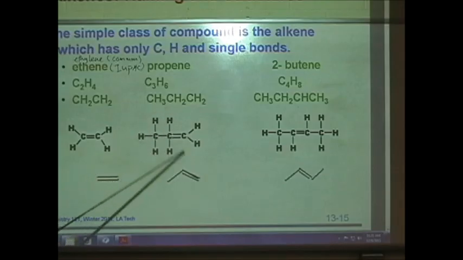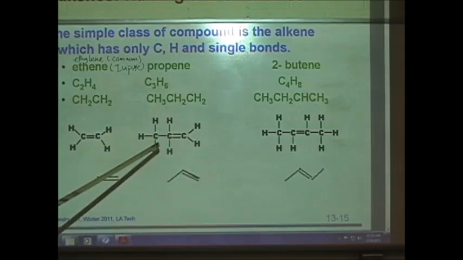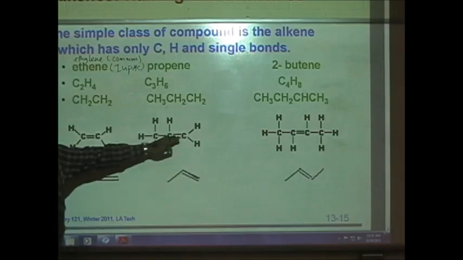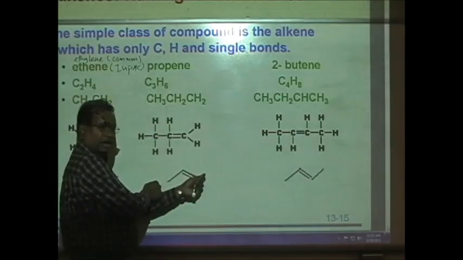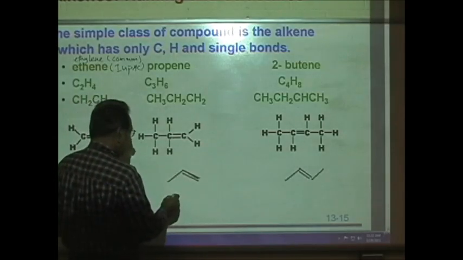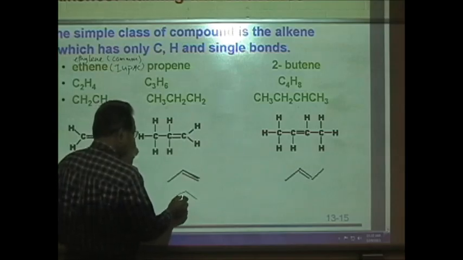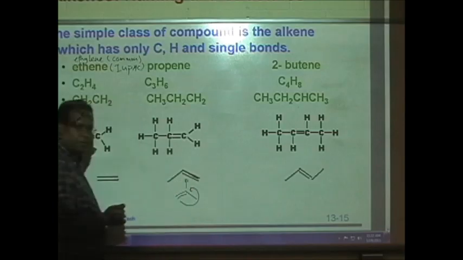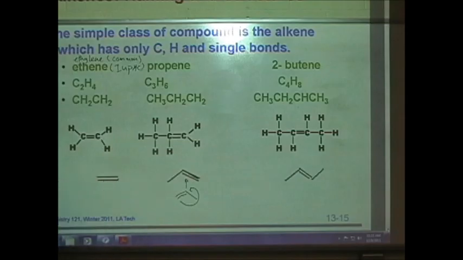Now, are there two isomers in this molecule, propene? How about if the double bond is here? Is it an isomer? What do you think? It's not, because when you do this, you can turn it around and get the same thing. If you have a model, you can rotate it around and you get that one, right? Same thing, superimposable, same molecule.